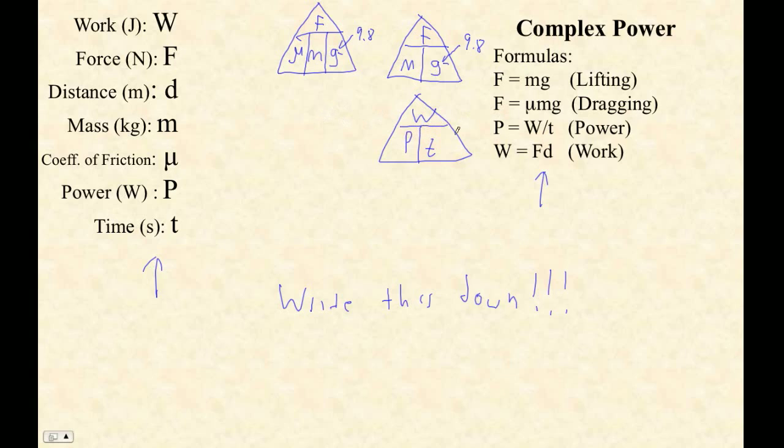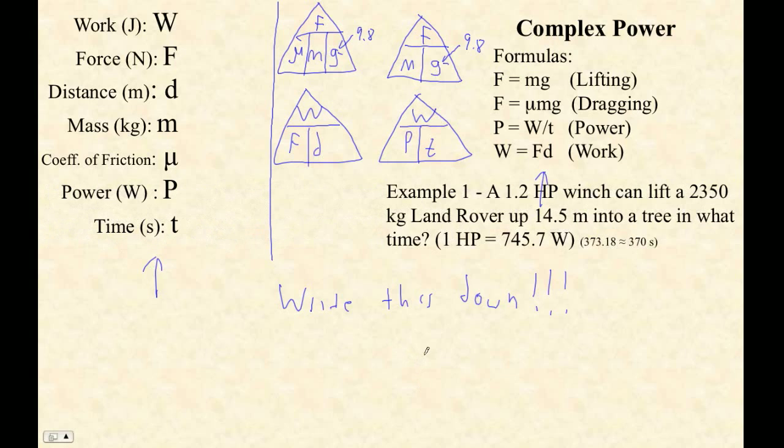And we can do the same thing with work. Work is force times distance. So all of these things for jambalaya are just triangle problems, right? Work is force times distance. Distance is work divided by force, and force is work over distance. Okay, so let's draw the line of demarcation here. Let's get an example problem.